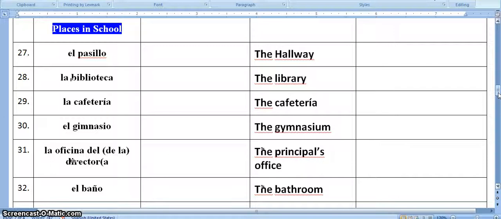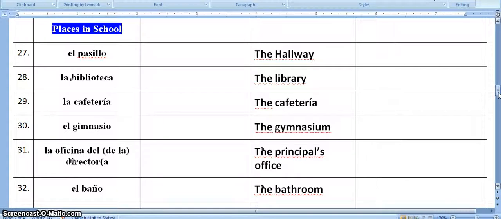Oh wow, look at this one. This is a tricky one. La cafetería. If you can't spell cafetería in Spanish, shame on you. Okay, the only crazy thing about cafetería, there is an accent on it. Okay, el gimnasio is the gymnasium. El gimnasio is the gymnasium. Número 31, la oficina del director, or la oficina de la directora. Okay, so the difference here is, what is the difference? I forgot. You guys know?